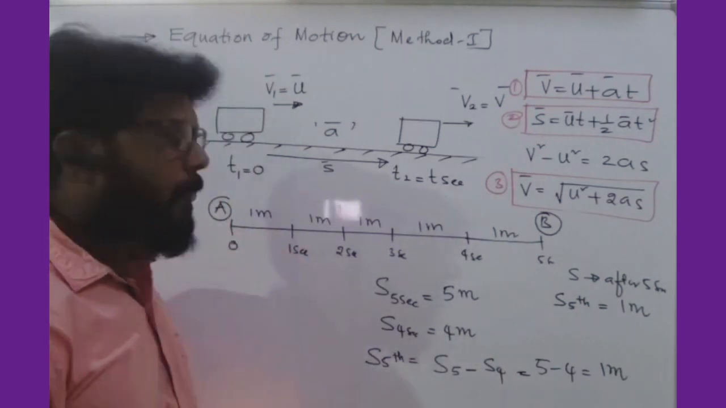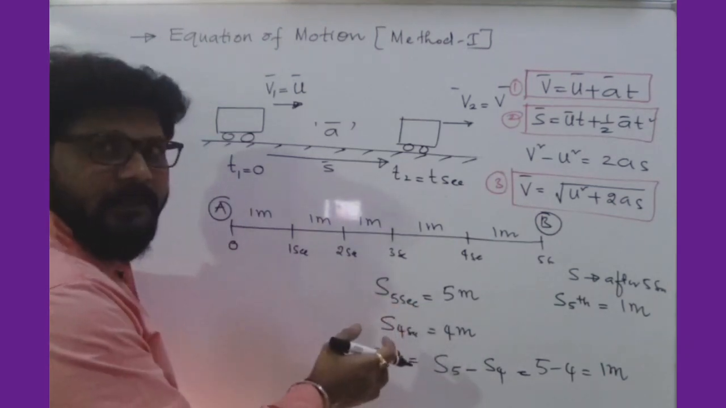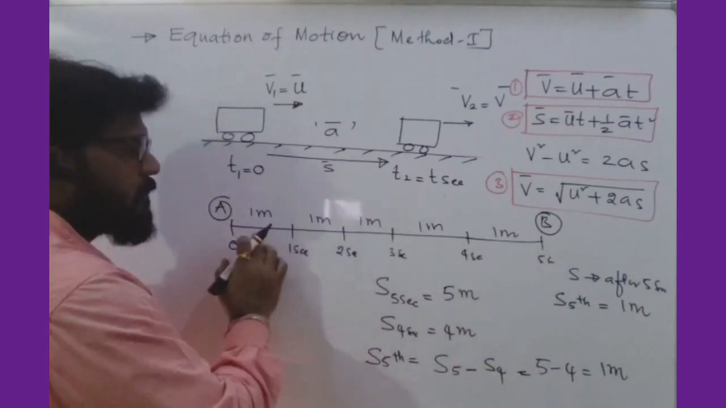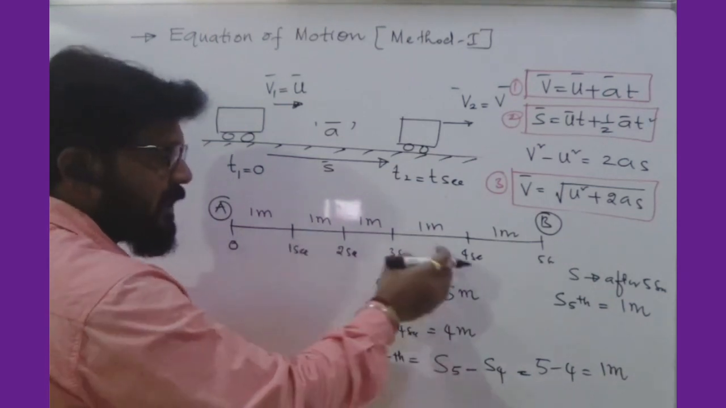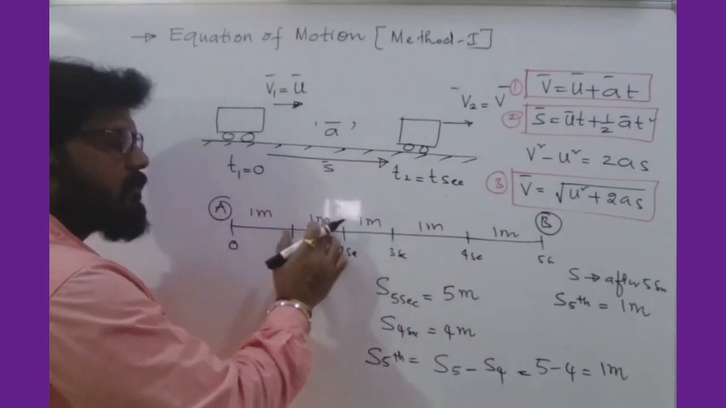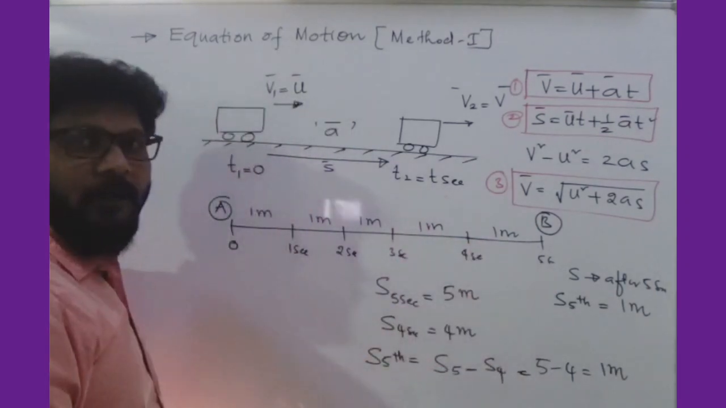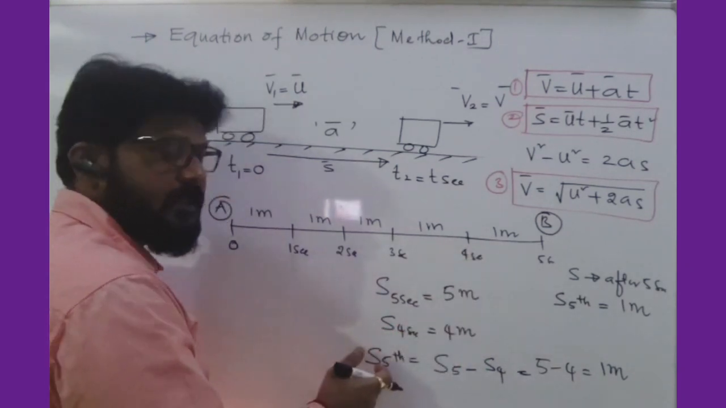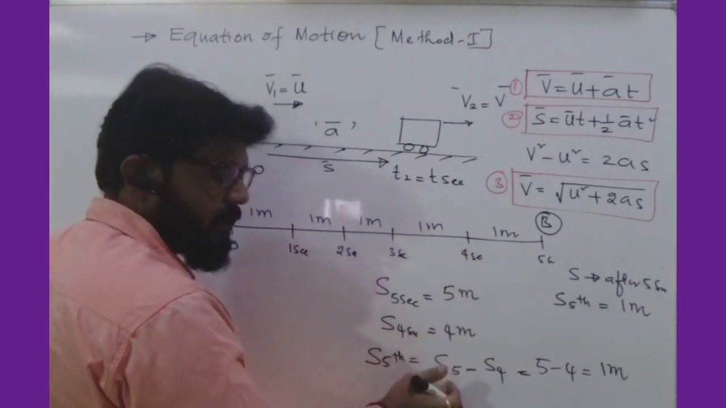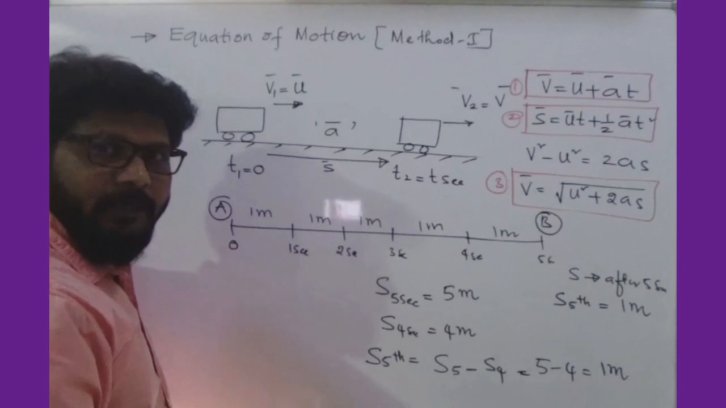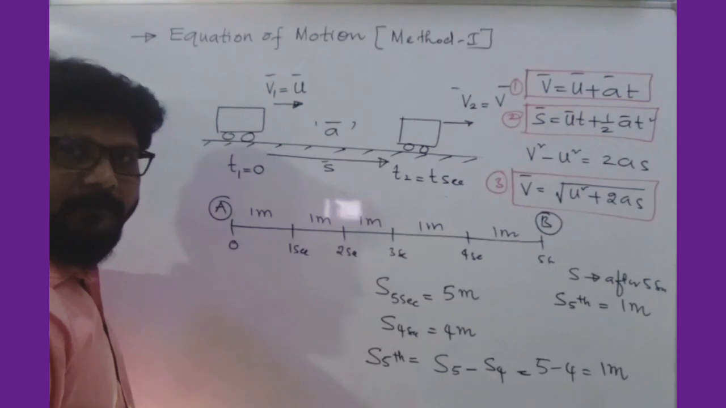Now here, distance travelled in 5 seconds will be written as 1 plus 1 plus 1 plus 1 plus 1, which is nothing but 5 meters. If I want the distance travelled in 4 seconds, 1 plus 1 plus 1 plus 1, which is nothing but 4 meters. If I want only the distance in the fifth second, that particular interval, it can be calculated by distance travelled in 5 seconds minus distance travelled in 4 seconds, which is 5 minus 4, which is 1 meter. Is it clear, all of you?